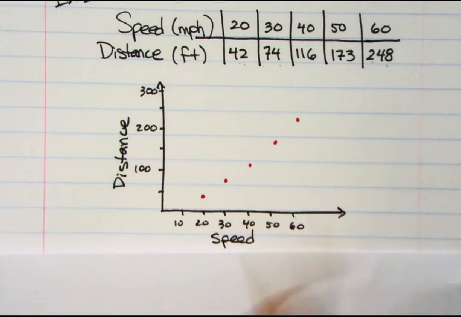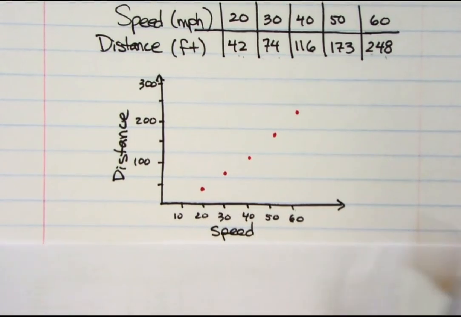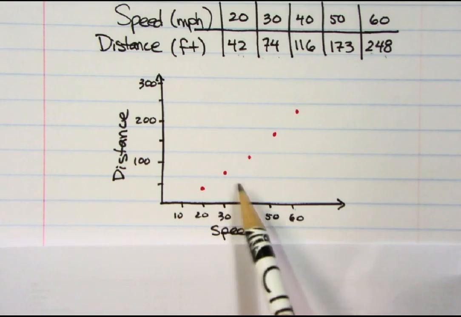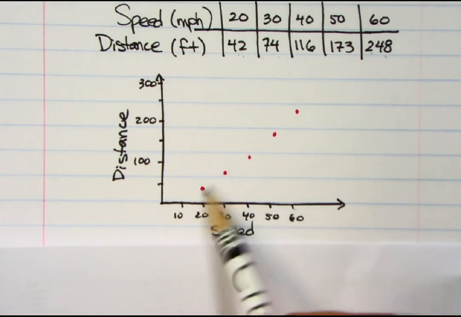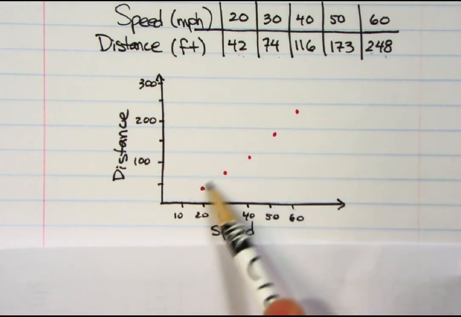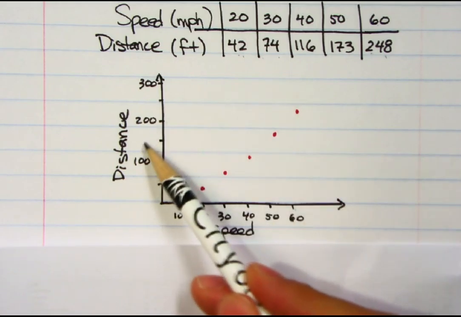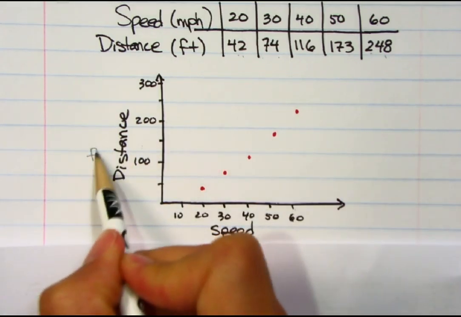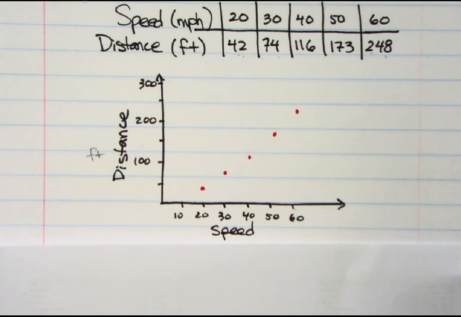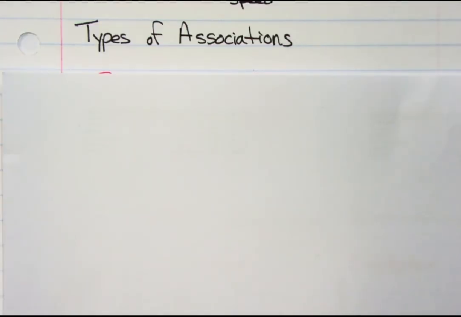You can start creating relationships, kind of look at this and say, wait a minute. As the speed increases, so does the distance. And that makes common sense, right? Going faster, it's going to take me longer, and this is in feet over here. It's going to take me longer to stop. So now I want to know how I'm going to describe these relationships.